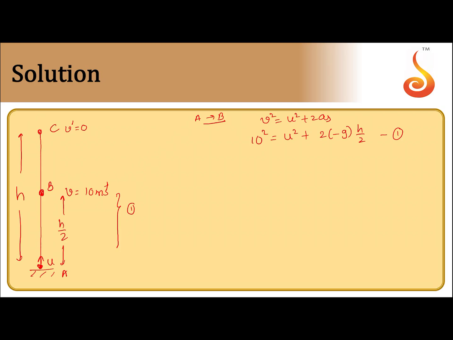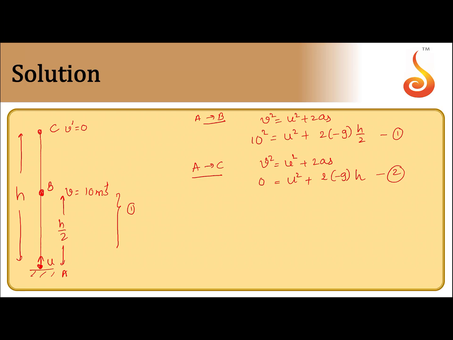Then I will consider the interval A to C, not B to C, but A to C. I will use the same equation one more time, v square is equal to u square plus 2as. You know, at the highest position the velocity is 0. So, v dash is 0 is equal to u square plus 2 into minus g into h. This is the equation for the journey from A to C.